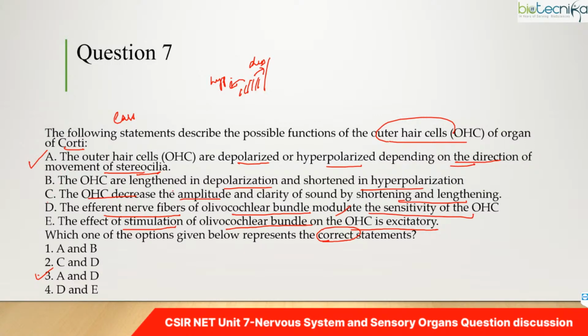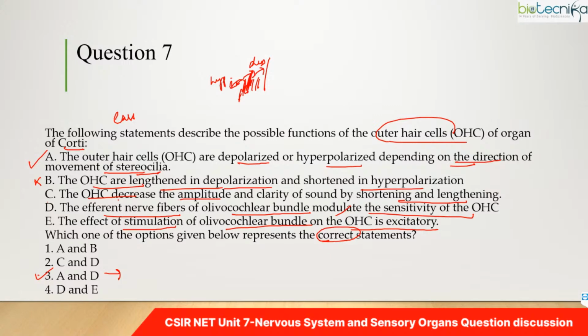Now what is B saying? B says these outer hair cells are lengthened in depolarization and shortened in hyperpolarization. Is the length increasing when they are depolarizing, and shortening when they are hyperpolarizing? No, right? Yes, Vanishri, right. There is just a displacement occurring; the length is still the same. How much they are displaced is what changes. So B is not correct. A is correct and B is not correct, so this will probably be the right answer, option 3. Let's see statement C.